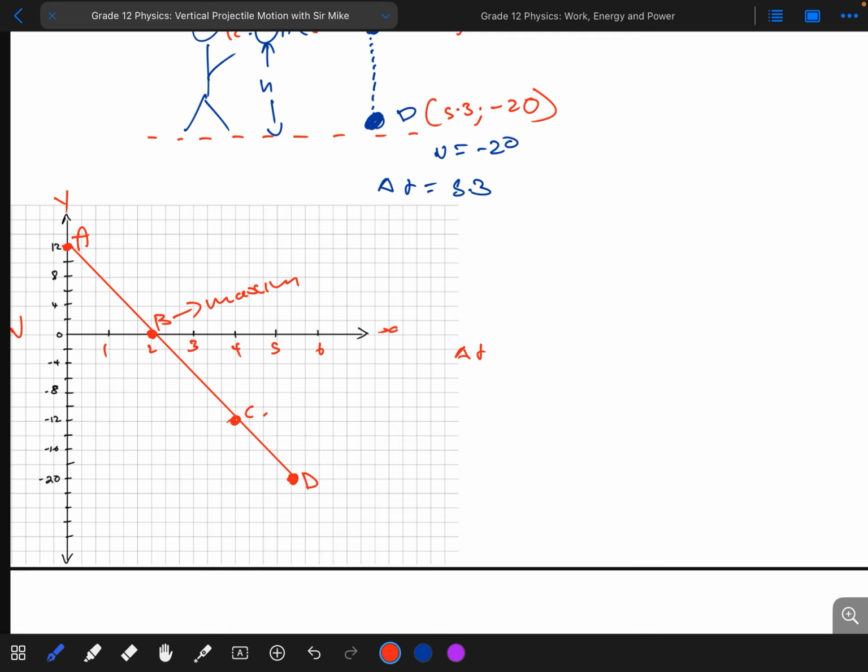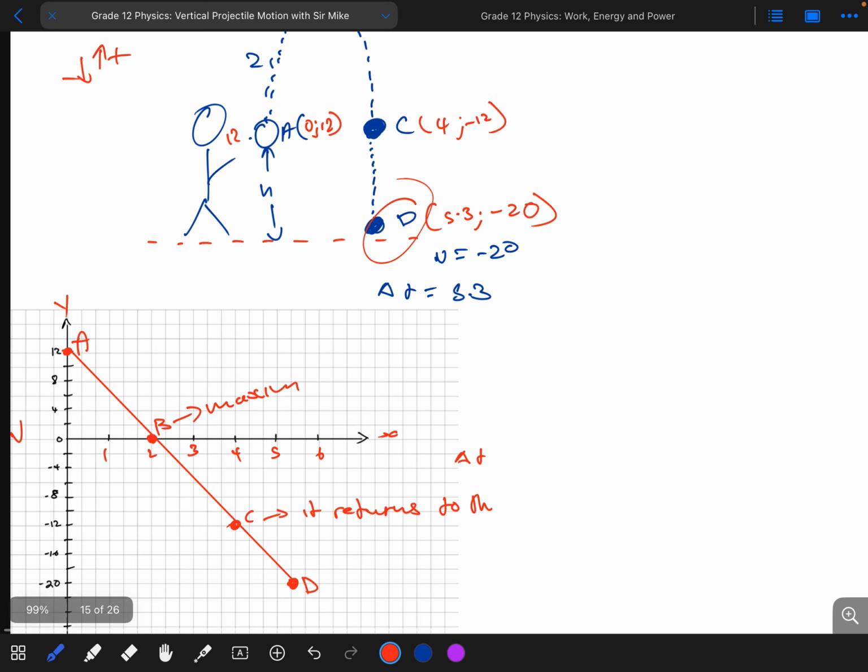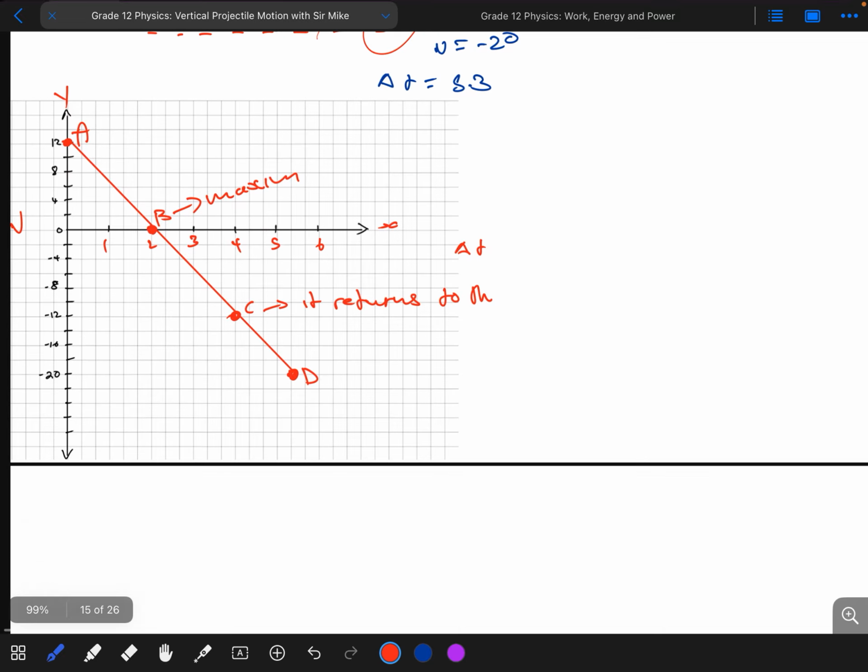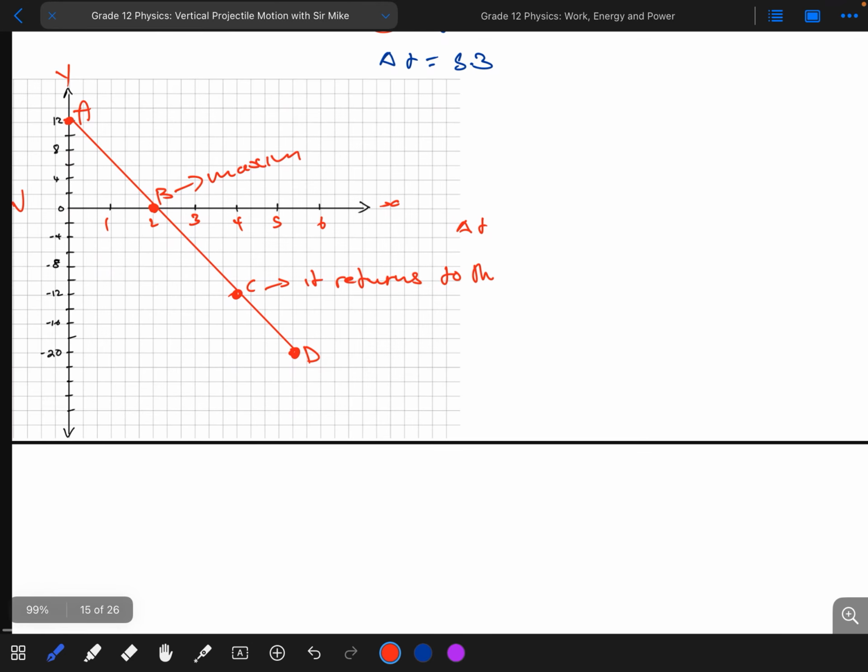Point C would simply be where it returns to the same position where it started. And then point D would represent where the object was before it collided with the ground. So that would simply be point D there.